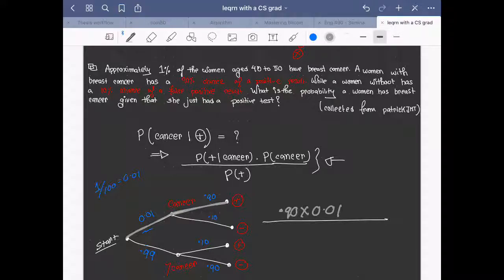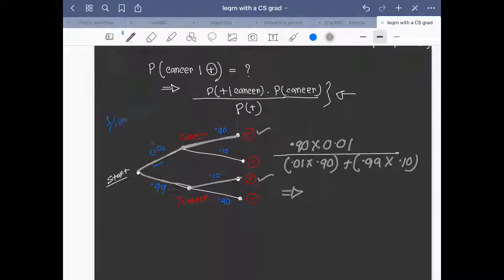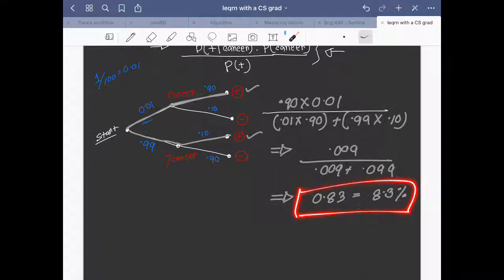And below that we have the probability of the results being positive. So this would be this situation and this one. Let's write them down too. One would be 0.01 into 0.90, the same thing that we have written above, plus, in this case, 0.99 into 0.10. So this is the final result that we are looking for.